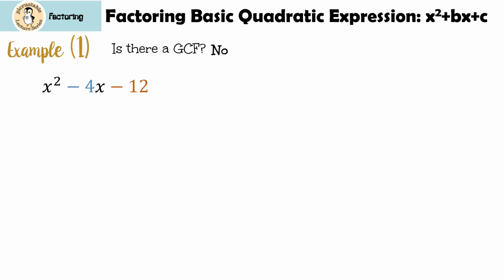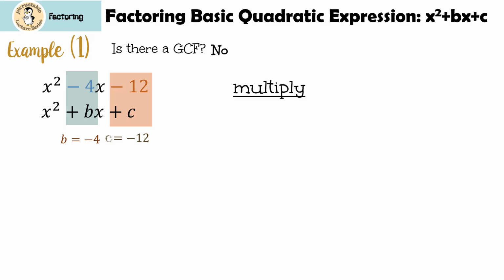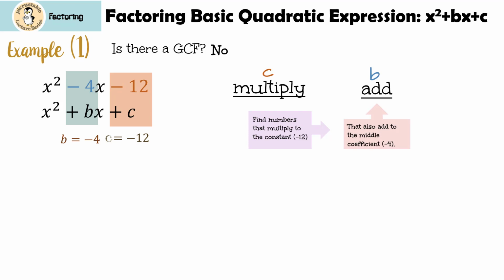Now this is where the fun starts. The first thing I'm going to do, and you don't have to do this once you get good at it, is write x squared plus bx plus c underneath it. That tells me that b is negative 4 and c is negative 12. This is important because the whole idea is we're going to be multiplying and adding. We need to multiply to our c. That means we're going to find the numbers that multiply to the constant, in our case, negative 12. But they also have to add to the middle coefficient of negative 4.